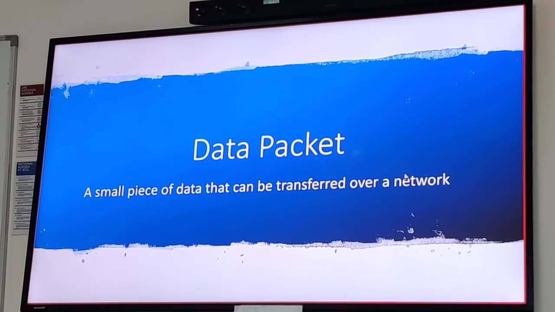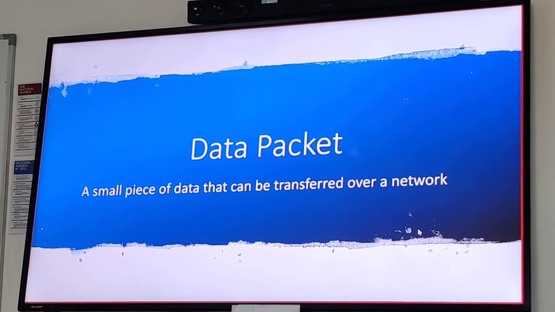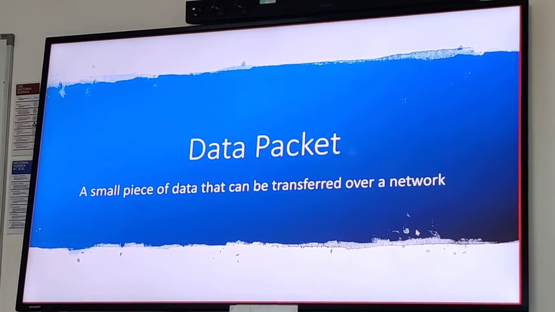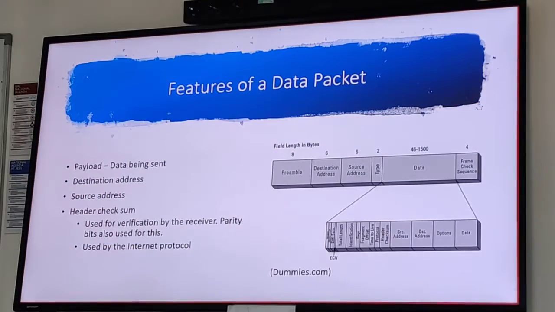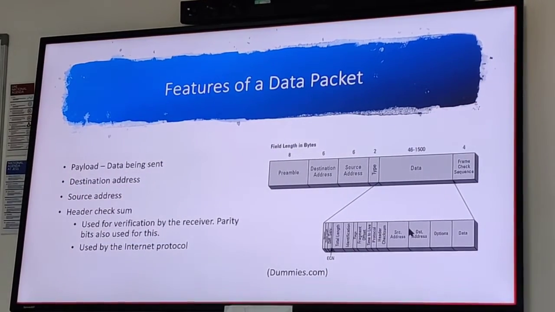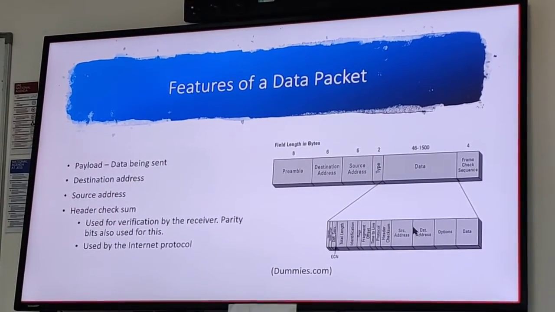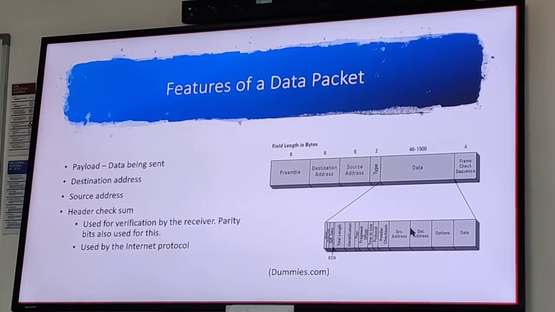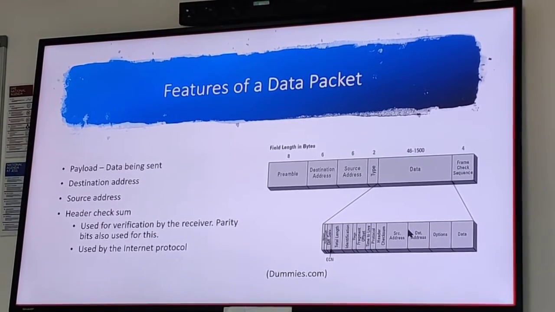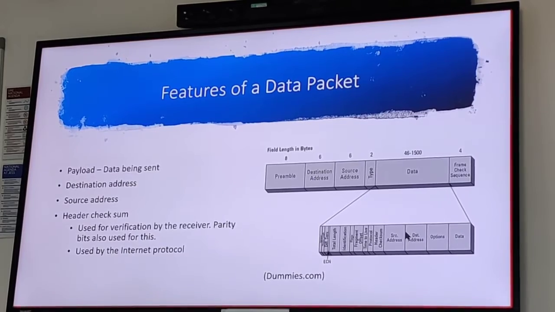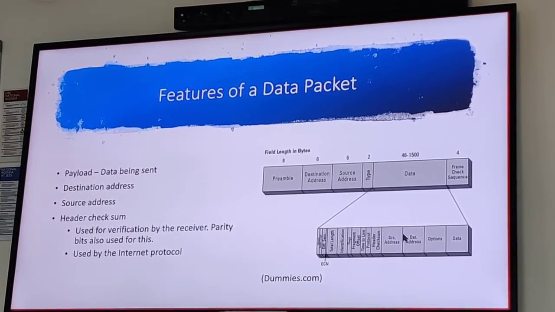Okay, so now we come to a data packet. A data packet is a small piece of data that can be transferred over a network. A data packet is made up of a few different things. The main part is the payload, which is the data that is being sent in that data packet. Then we also have the destination address, the source address, and the header checksum.